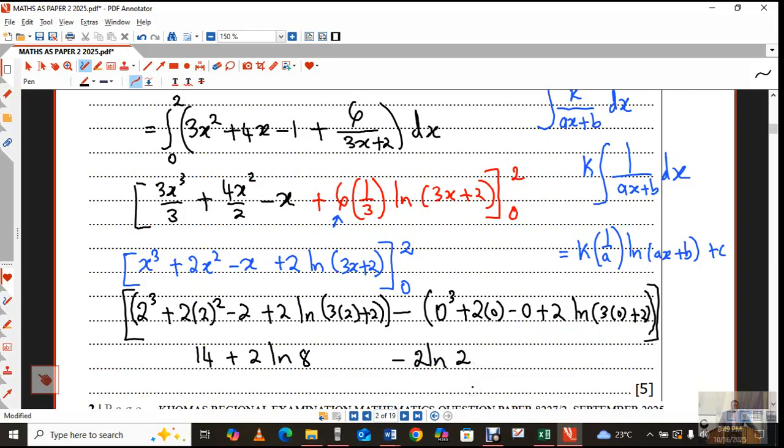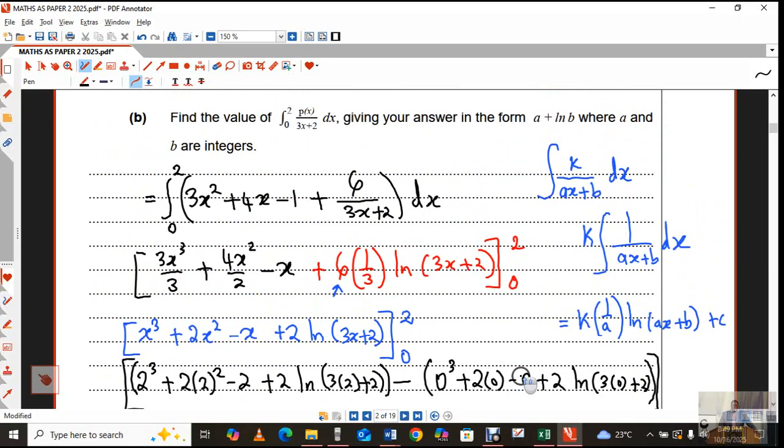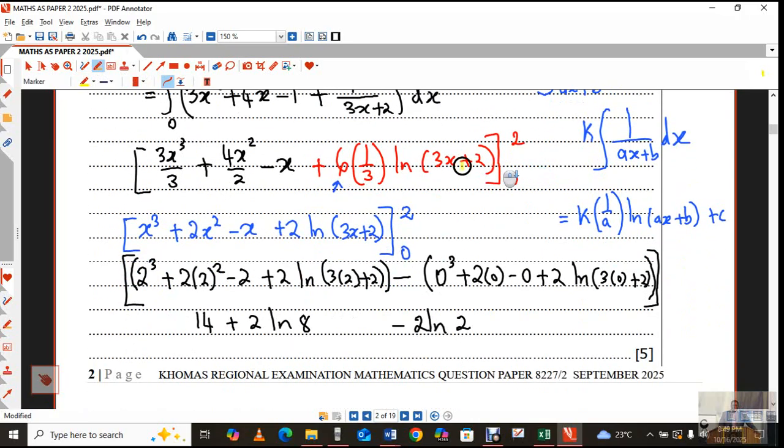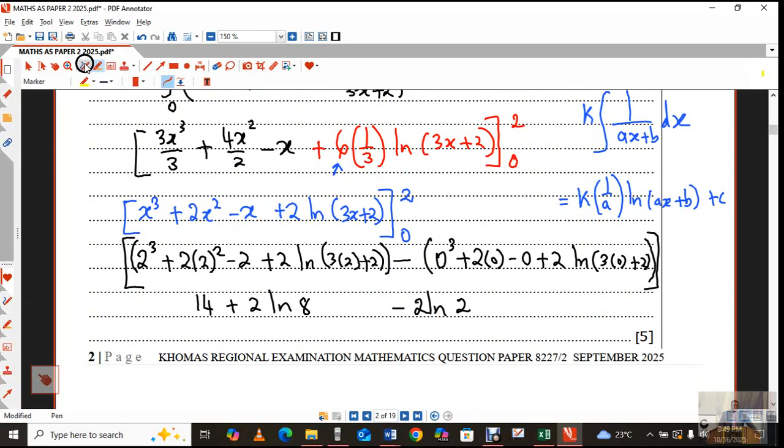Okay. Now the second part of it is very important. You see how they want you to give your answer. They want you to give your answer in this form, a being a number, and then the natural log of b. So hopefully you remember that this is going to be your a value, which in this case is 14.